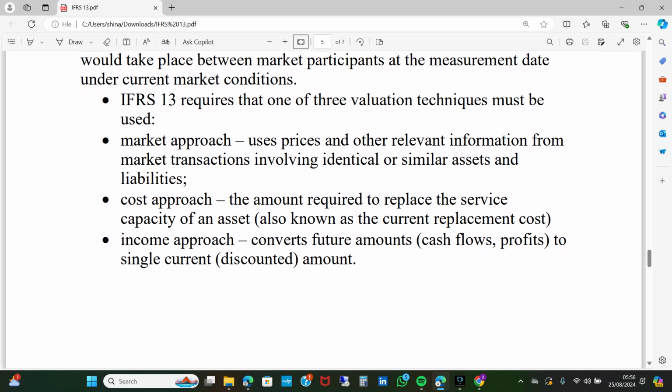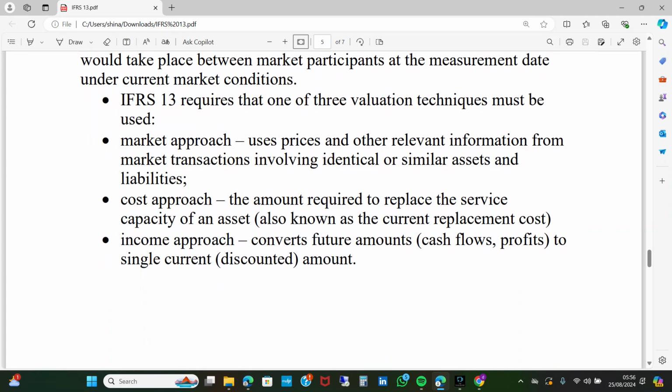Market approach uses prices and other relevant information from market transactions involving identical or similar assets and liabilities. So under market approach, we look for a similar asset or a similar liability to the one we want to fair value, and we use the market price of that particular asset or liability as our own. Let me give an example.